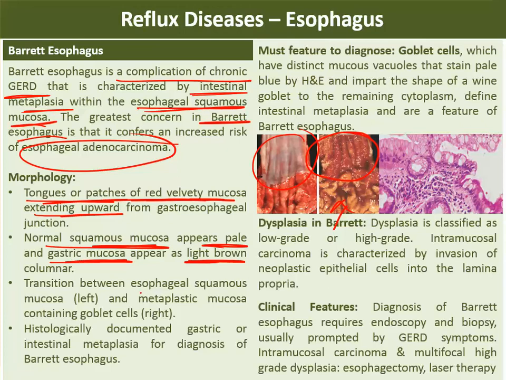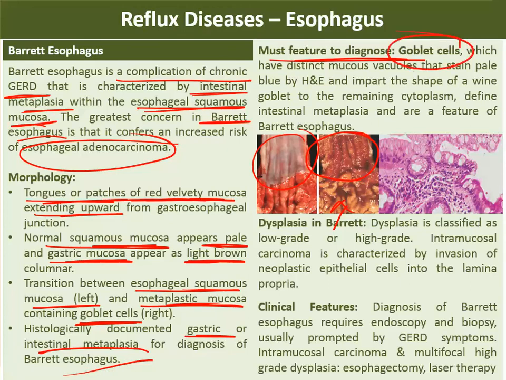And the transition between esophageal squamous mucosa and metaplastic mucosa, they contain goblet cells. So histologically, gastric or intestinal metaplasia is a diagnosis of Barrett esophagus. But remember, histologically, I have to see goblet cells. That is very, very important. The must feature to diagnose is goblet cells.